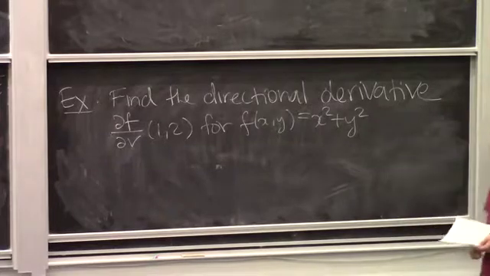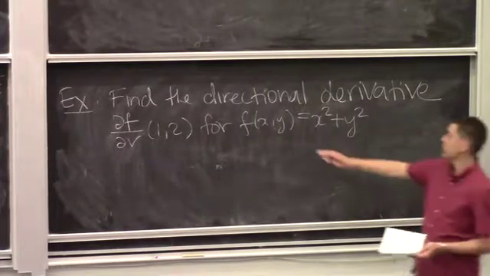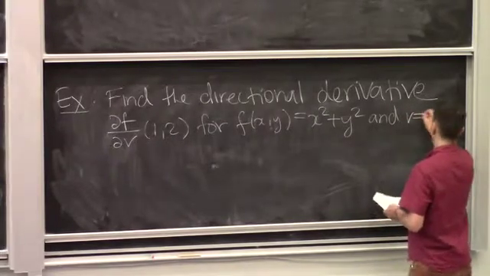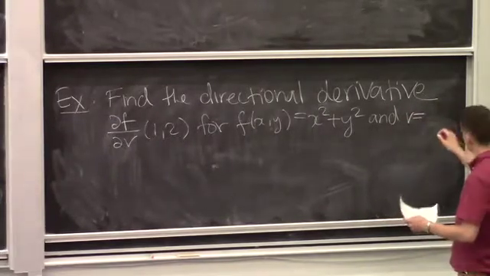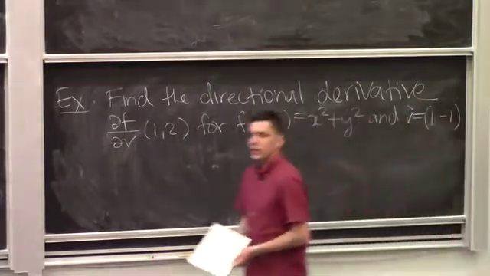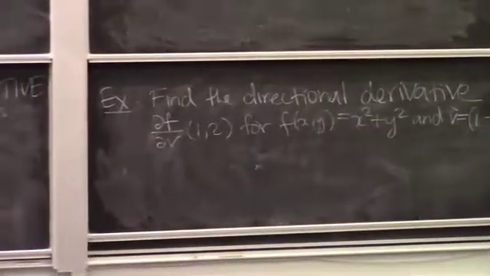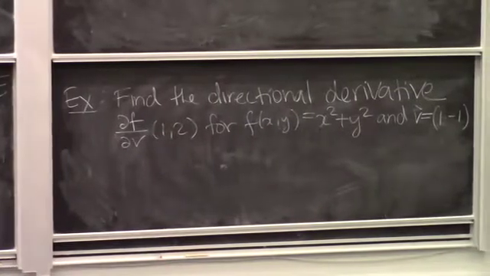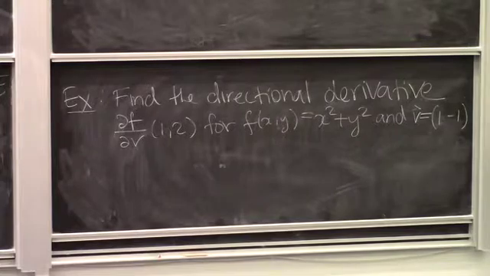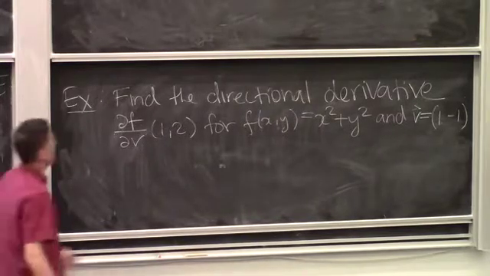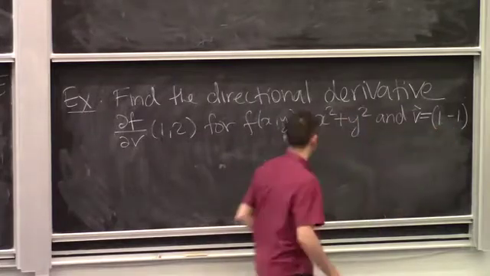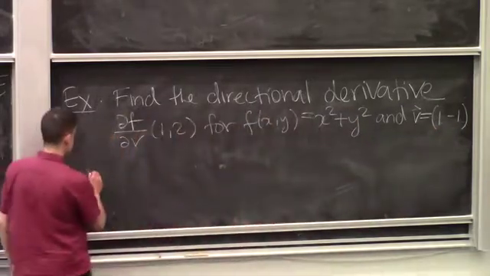Okay, so we want to find a particular directional derivative. So for this function, and v is 1, negative 1. Okay, so what's this measuring? This measures the rate of change of our function, or how fast our function is changing at this point in this direction. Okay, so we write out the definition.